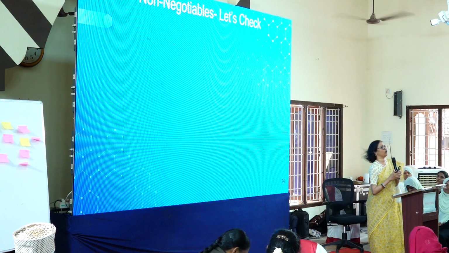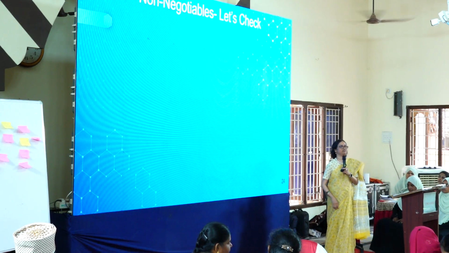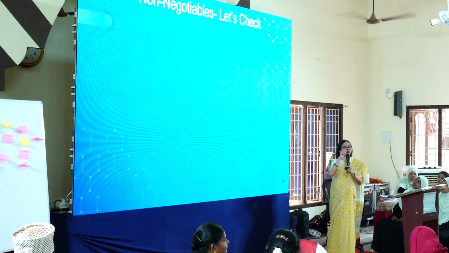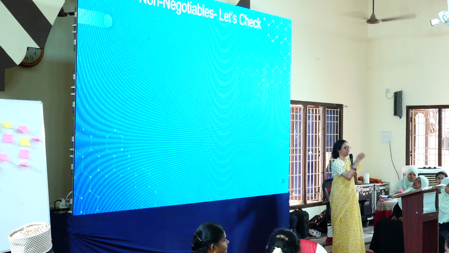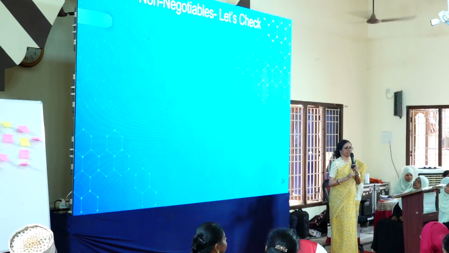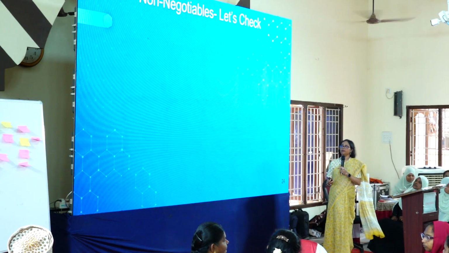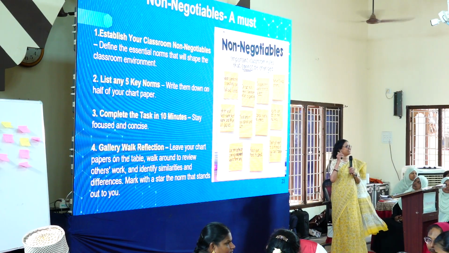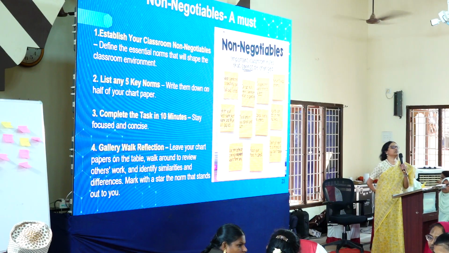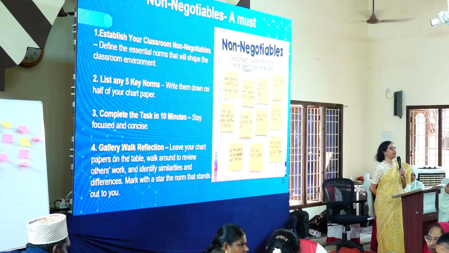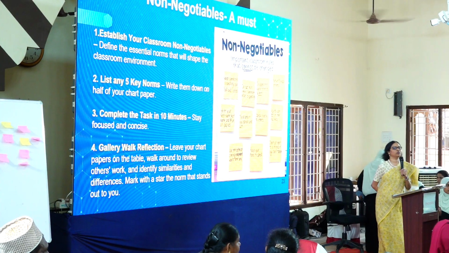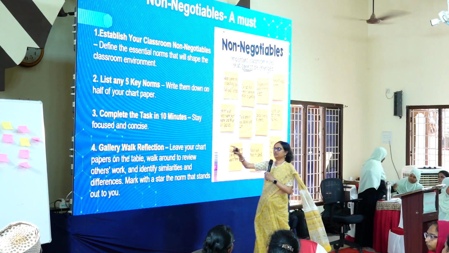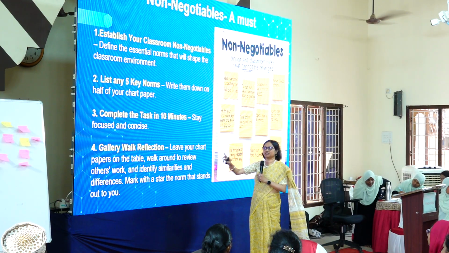It's almost 12:07. We will wind up with 5 non-negotiables. Please do it on your A4 sheet or A3 sheet kept on the tables quickly. I'm just giving you 4 or 5 minutes of time. When you hear me, clap once. Thank you. I have written it as 10 minutes, but because we are running behind time, I'm just giving you 5 minutes.